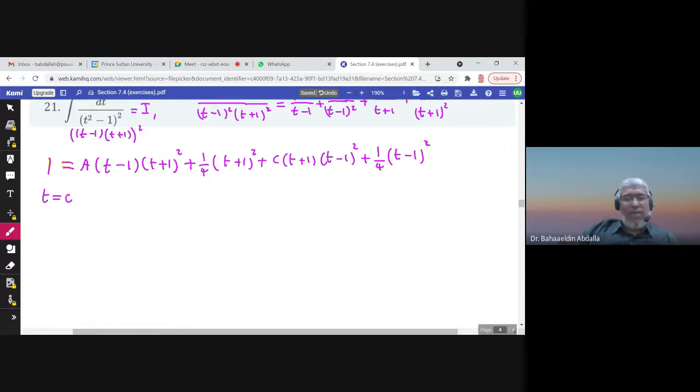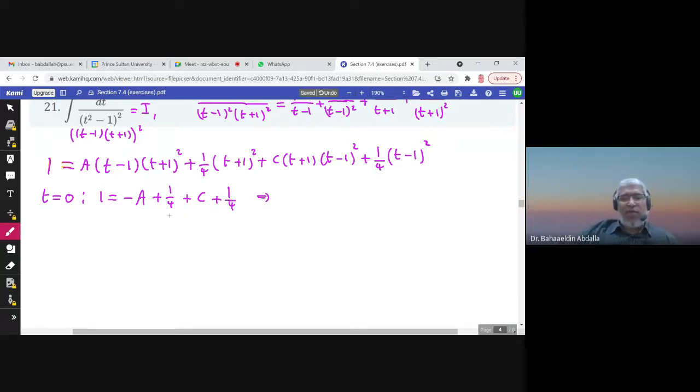So replace t by 0. So 1 would be equal to 0 minus 1, 0 plus 1. This is 1 squared. Okay, no problem. So negative 1, negative a. 0 plus 1, 1 squared. So plus 1 over 4. 0 plus 1, 0 minus 1, negative 1 squared is 1, 1 times 1 times c. 0 minus 1, negative 1 squared is 1, so plus 1 over 4.